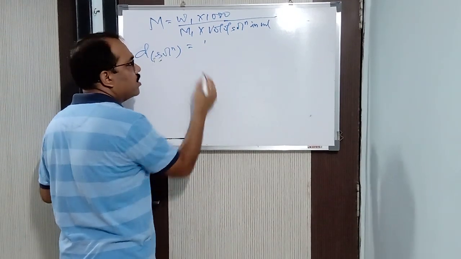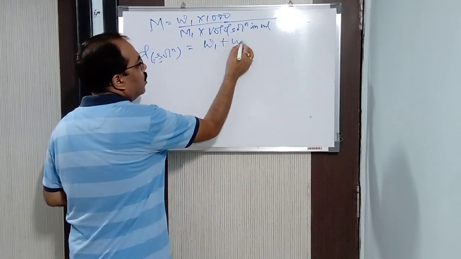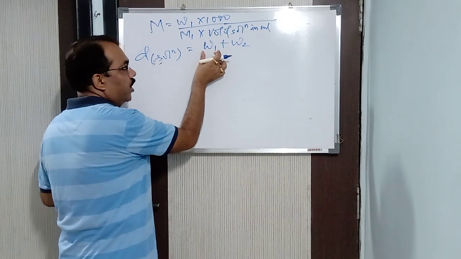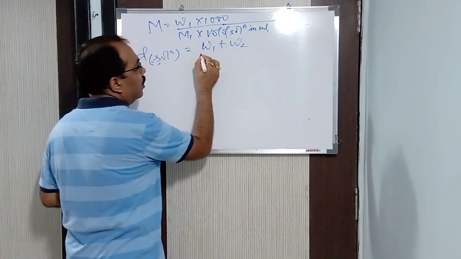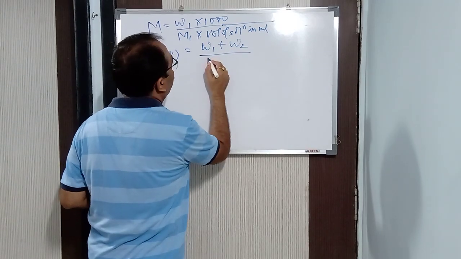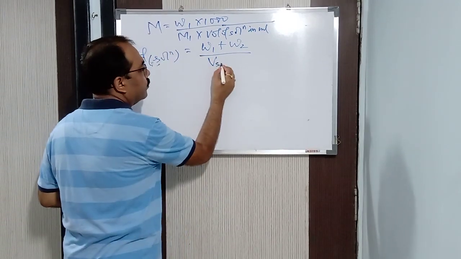How do we get the mass of the solution? It is nothing but weight of solute plus weight of solvent. W1 is the weight of the solute and W2 is the weight of the solvent. You know that. By volume of solution, that is V.